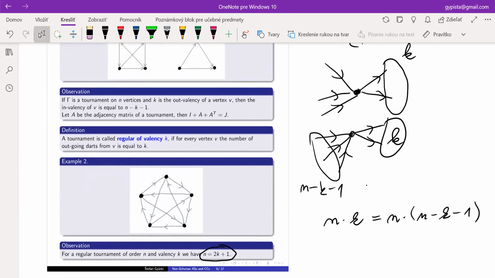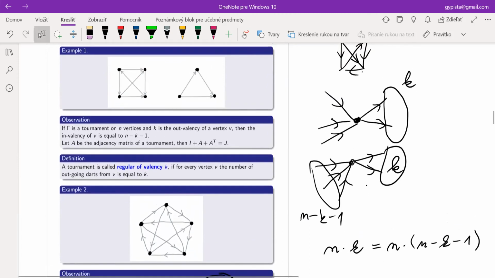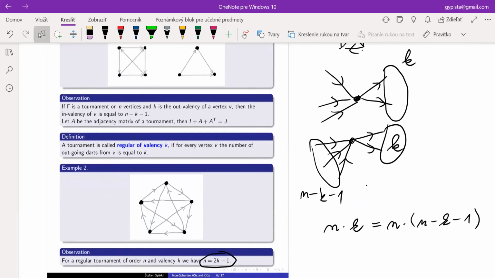Now, what I skipped here are some easy observations. By definition, one can immediately see that this matrix equation holds when I is the identity matrix of the corresponding order and J is the all one matrix. And this, since in A plus A transposed precisely the non-diagonal entries are precisely in one of the two matrices A or A transposed, clearly holds.